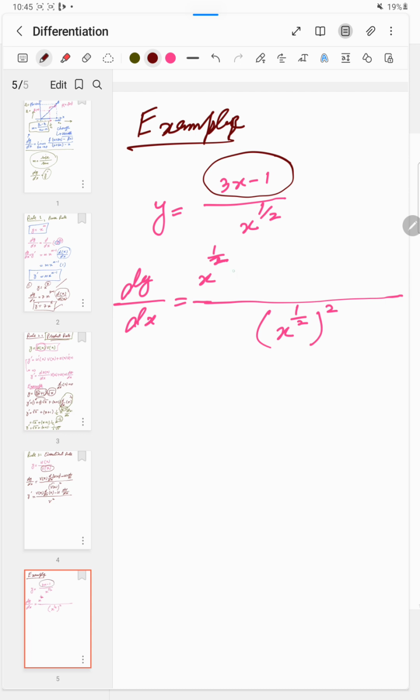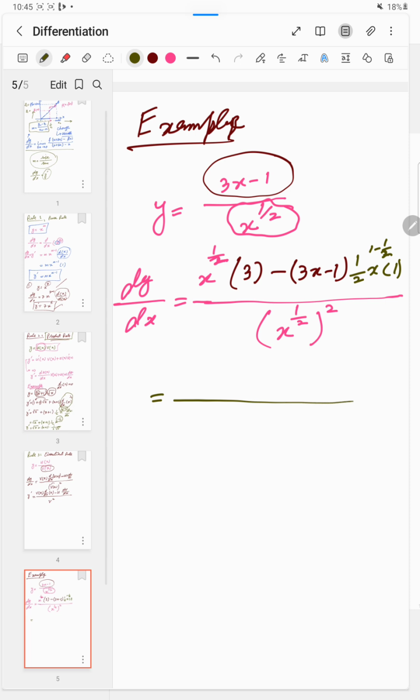So the derivative of this one will be 3 minus, now the numerator will be as it is, so 3x minus 1 will be as it is, and we have to take the derivative of the denominator. So in this case this is our denominator. Now the derivative of the denominator, we apply the power rule. So 1 by 2 x raised to power 1 minus 1 by 2, and the derivative of the base is 1.